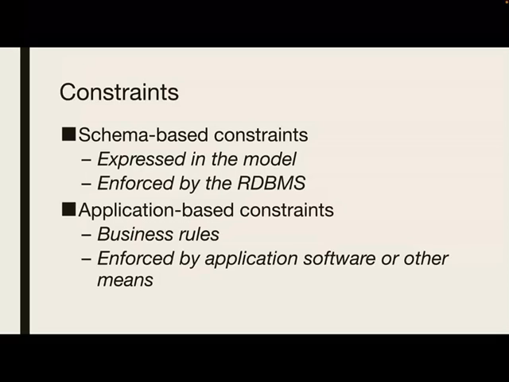Sometimes the database management system can do that for you too. A good example of an application-based constraint is in the conference review system. A rule was that a reviewer wasn't allowed to review their own paper. So that's not part of the model. It wouldn't be part of the relational model either, but it is an application-based constraint.